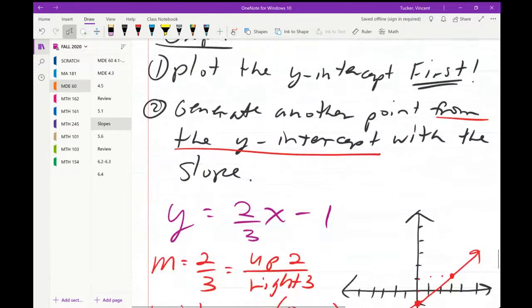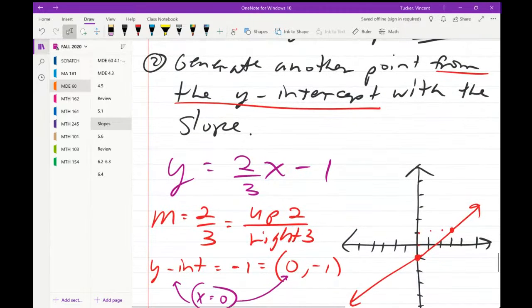Okay, so let's go back to y equals 2/3 x. We can do minus 1.